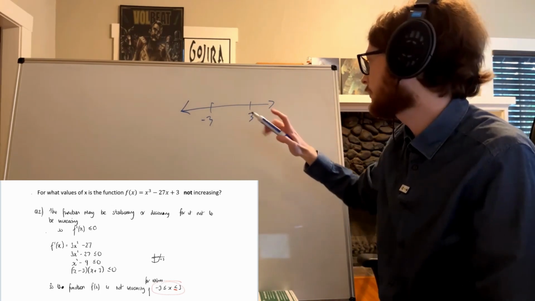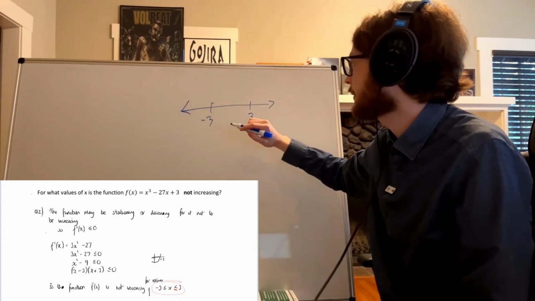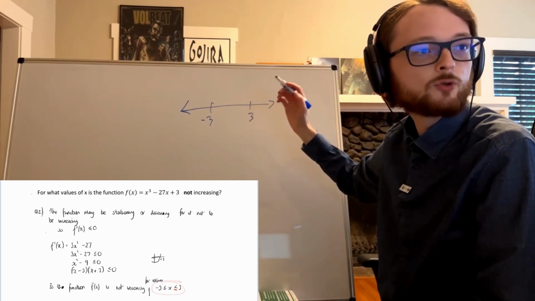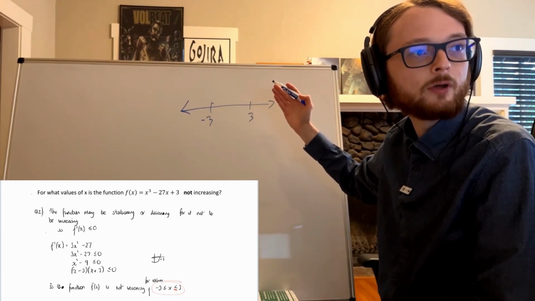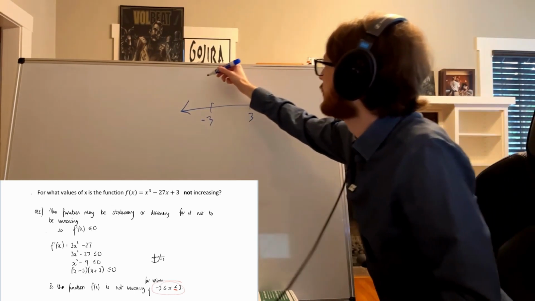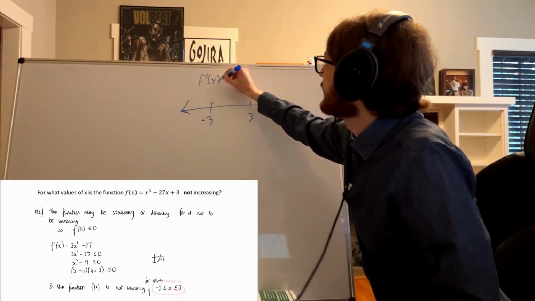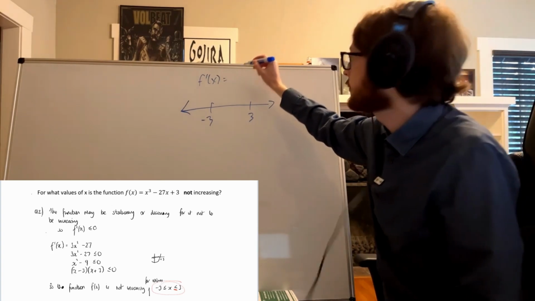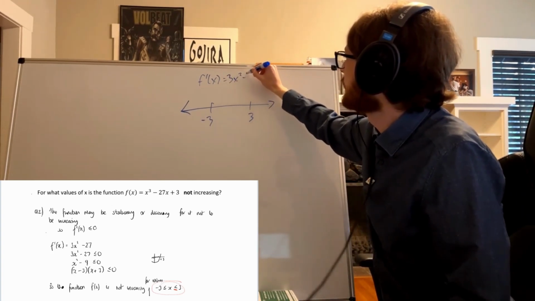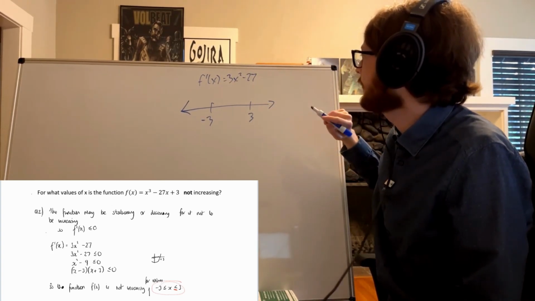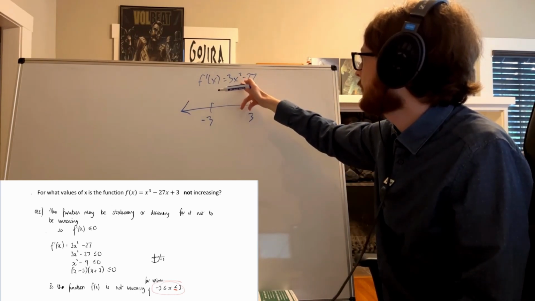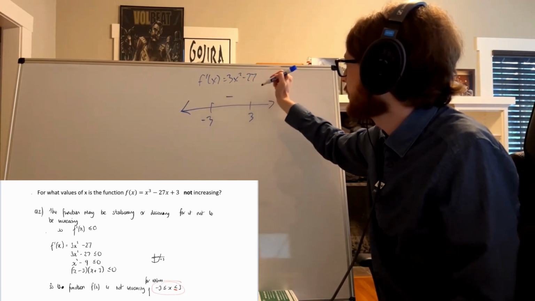Actually, okay, that's not work. Well, at the endpoints, we know it's 0 because that's how we got them. Between them, we can plug in x equals 0, and we get... We actually copy down the derivative. It's 3x squared minus 27. So we plug in 0 into that, we get -27. So in between there, it's decreasing.